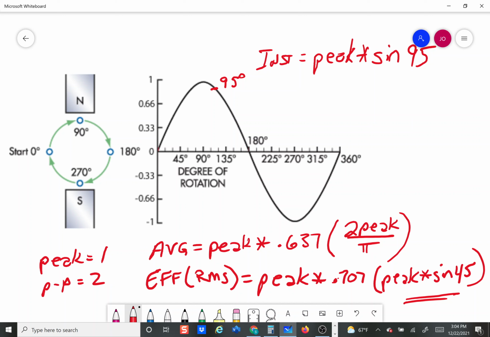Again, a lot of this stuff is going to be found out of the textbook. I just wanted to explain those ones to you guys.